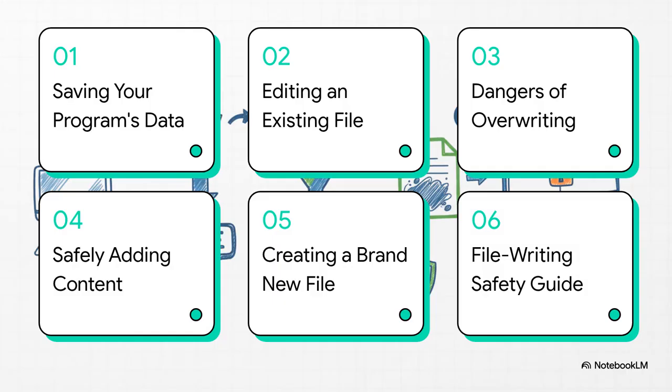All right, so here's what we've got on the agenda. First, we'll cover the basics, how to actually save your program's data. Then, we'll get into the interesting part, editing a file that's already there. And this is where it gets tricky, because we're going to look at both the, let's call it the dangerous way, and the safe way. After that, we'll see how to make brand new files, and wrap it all up with a super handy safety guide to make sure you're protecting your work.